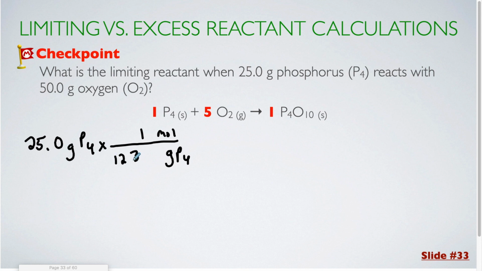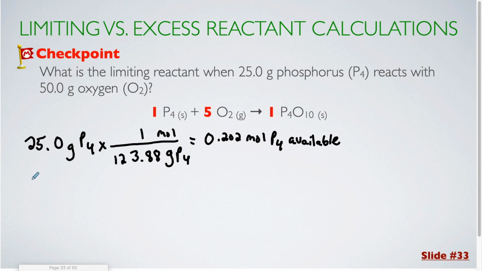So I have 123.88 grams of P4. When I multiply across and round for the 3 significant figures that I started with, I have 0.202 moles of P4 available. So that's how much I'm starting with.